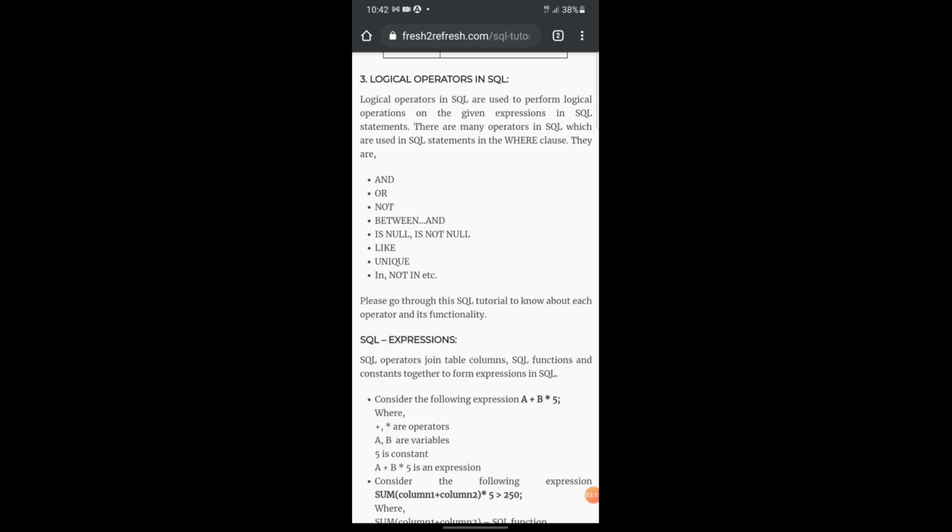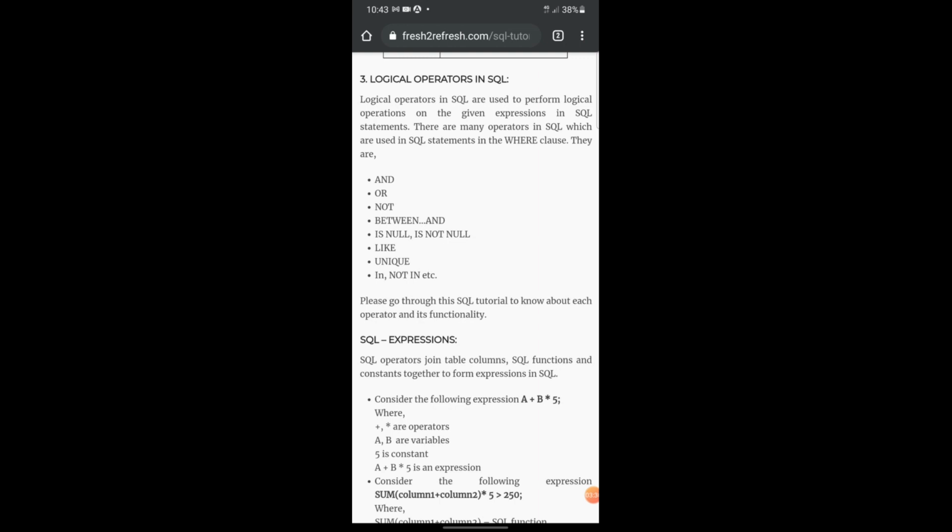The LIKE operator is also used with strings. For example, you are asked to find the names of those students or employees from the employee table or respective table whose name starts with A, or whose name starts with C. In that kind of scenario, the LIKE operator comes into play.